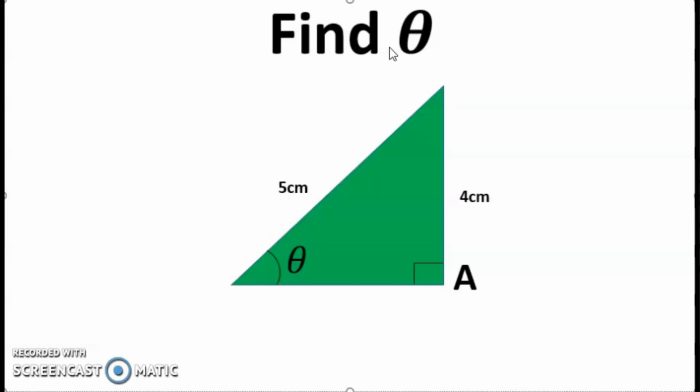Before we can solve for theta, the first thing you have to do is to ask yourself, what is the angle under consideration? Based on this diagram, the angle under consideration is theta. Since theta is the angle under consideration, the next question you are going to ask yourself will be, how do I determine my opposite? How do I determine my adjacent? And how do I determine my hypotenuse?